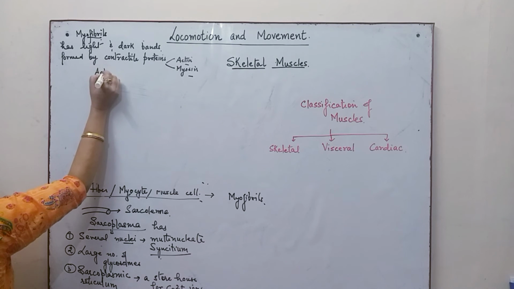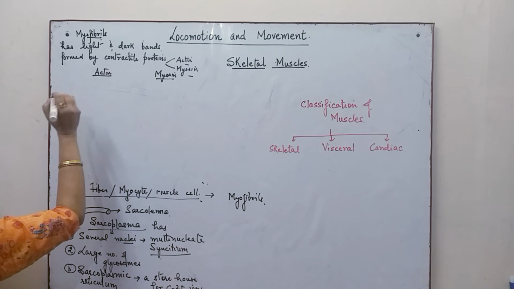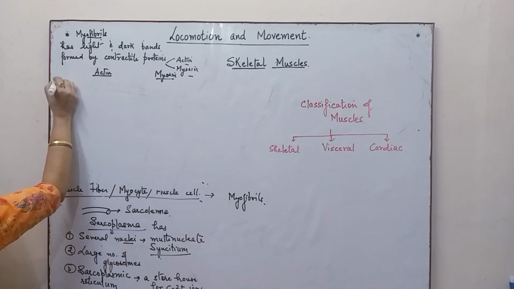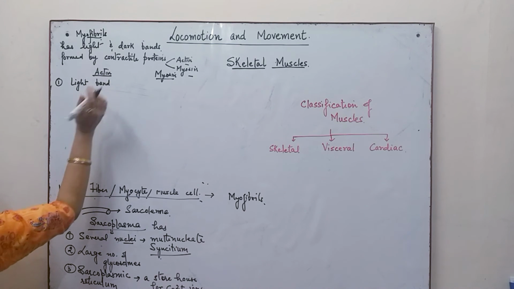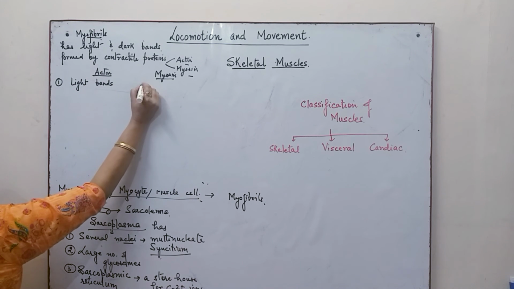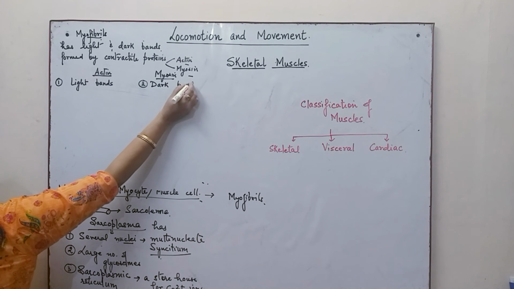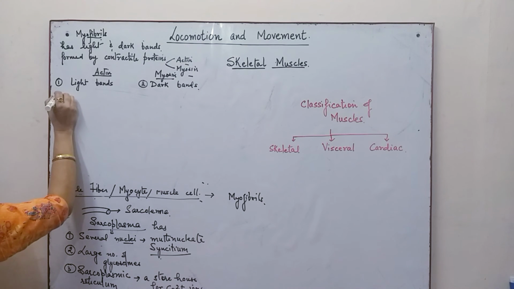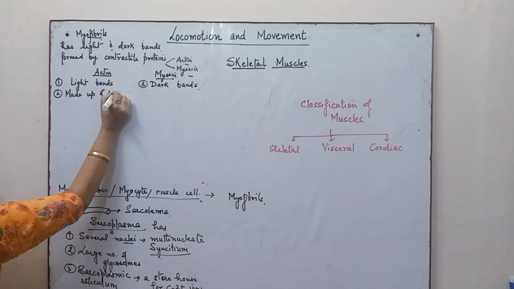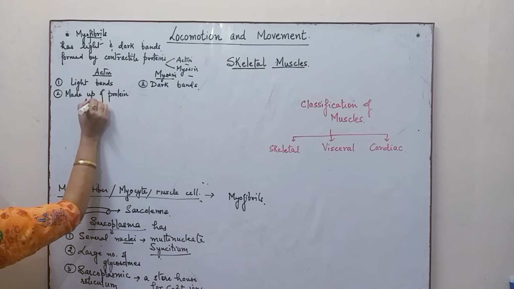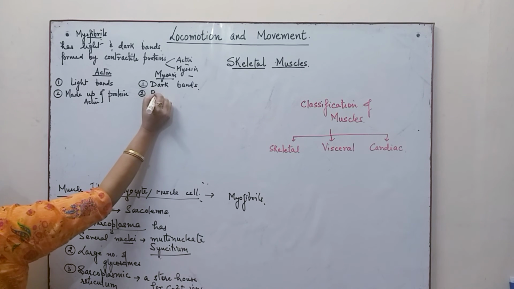Now when we say actin and myosin, actin are the light bands. That means they give light color. These are the light bands. The others will form the dark bands. So the myosin forms the dark bands, made up of protein myosin, and the light bands are made up of protein which is called actin.